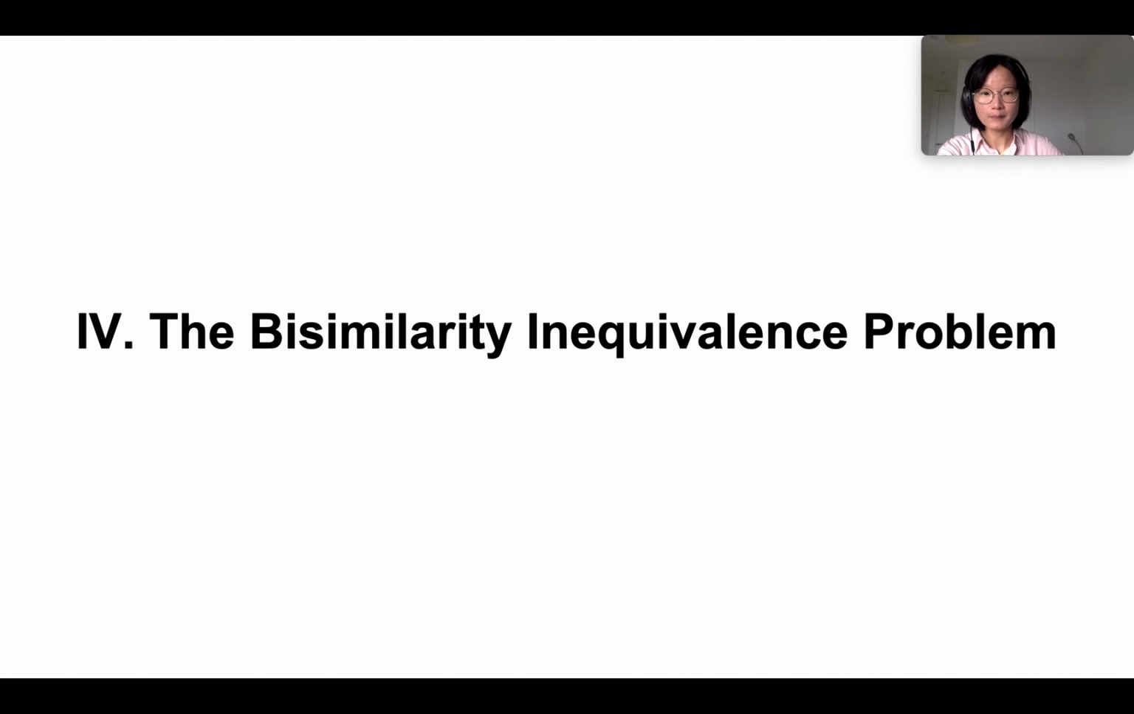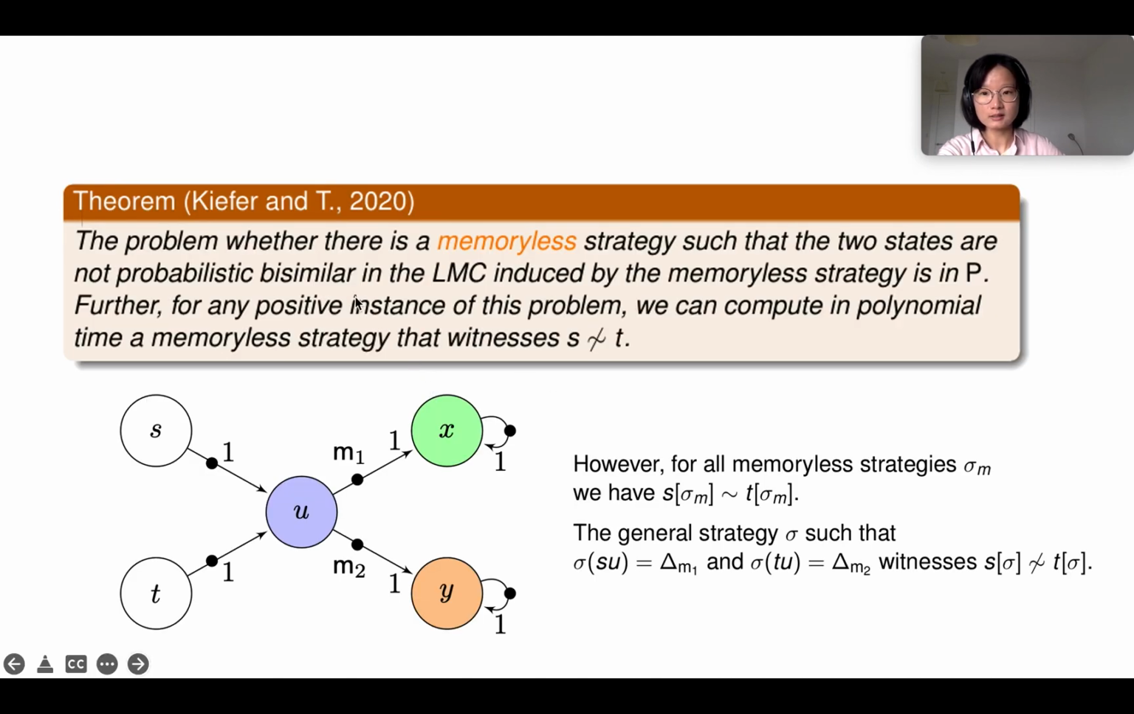For our bisimilarity inequivalence problem, we also studied the problem restricted to memoryless strategies, and there is a polynomial algorithm to decide that in our earlier paper. So in our first step, we also try to show whether we can use our earlier result. As this MDP shows, we cannot.